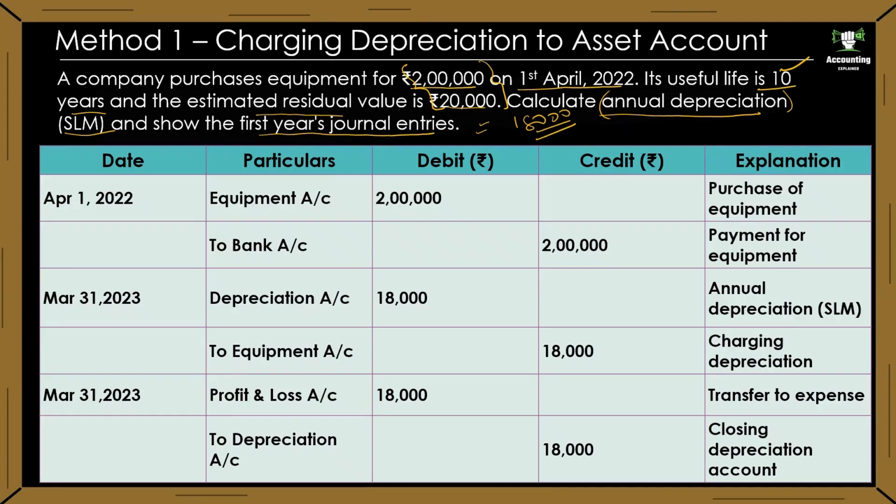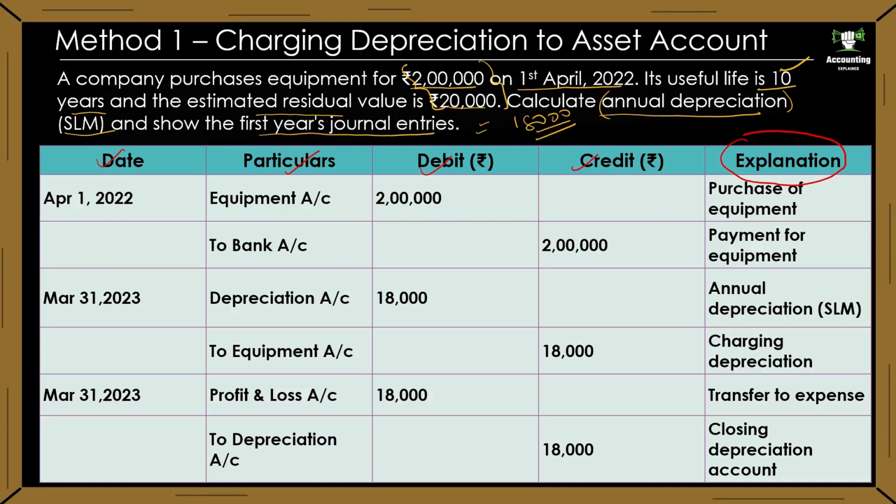Let us see the journal entry part. For journal entry, you all know the format. It is date, particulars, debit column, credit column. I am using this column just for explaining you. No need to use this column for your exam. This is only for your explanation.